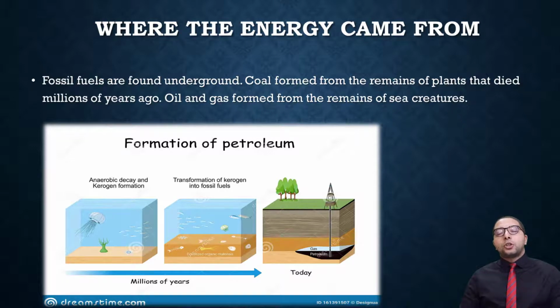While the oil and the natural gas were made from sea creatures that did not decay. They are covered under layers of sand, and this sand was applying pressure on the sea creatures to change the remains of sea creatures into oil and gas.